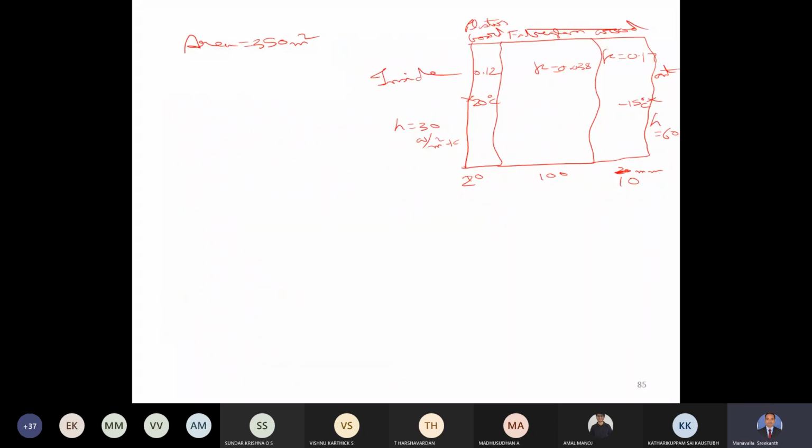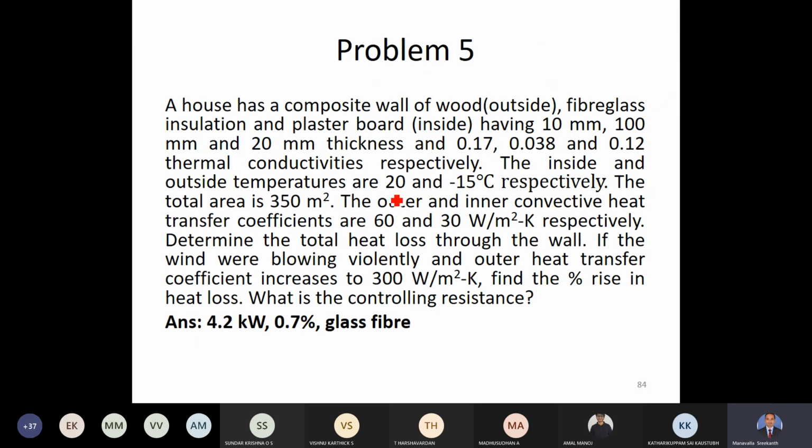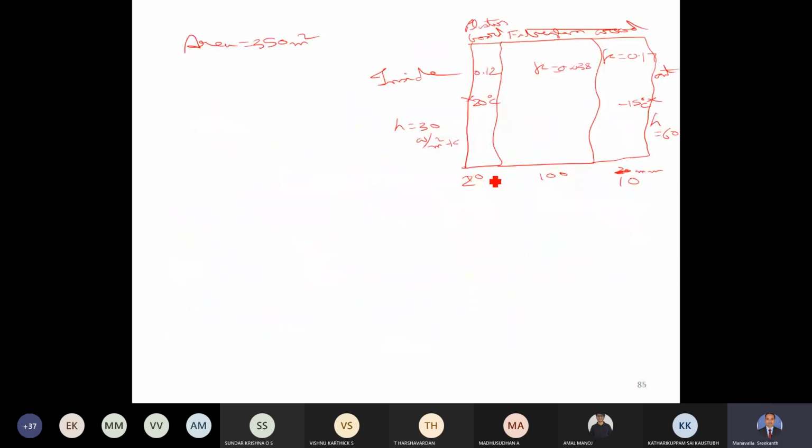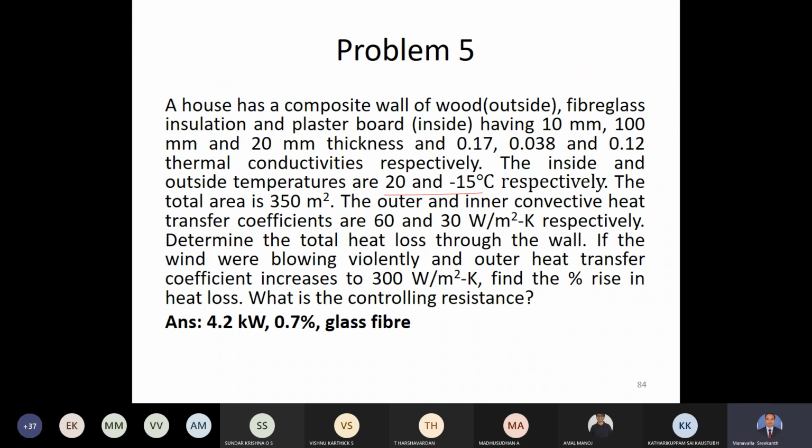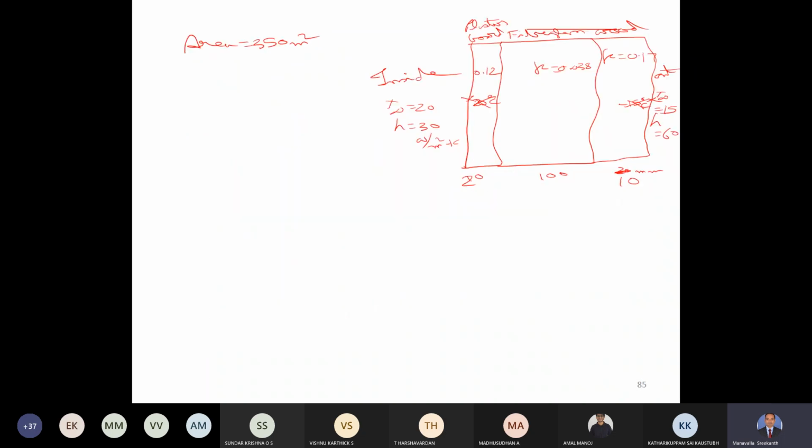Once again, the inside and outside temperatures are 20 and minus 15. These are not the temperatures of the walls. These are the temperatures of the medium. So on this side T infinity is 20, and here T infinity is minus 15. These values are not the wall temperatures; these are the medium temperatures. That's why they are given as the inside and outside temperatures. So this is the information given to us, and we have to find the total heat transfer.